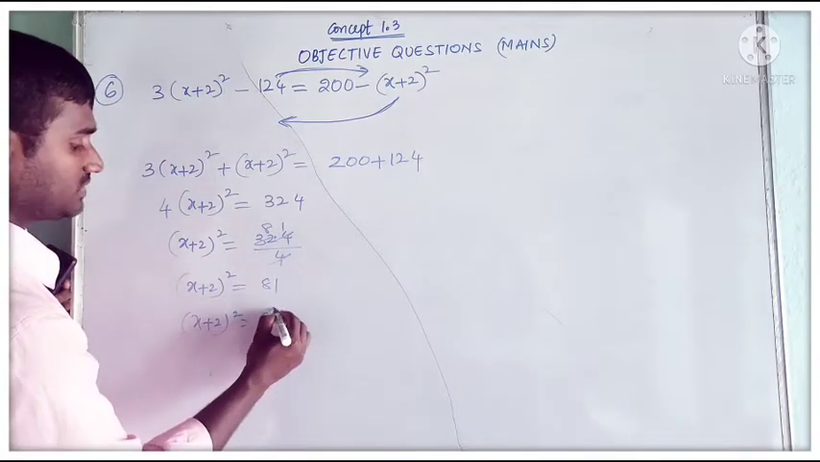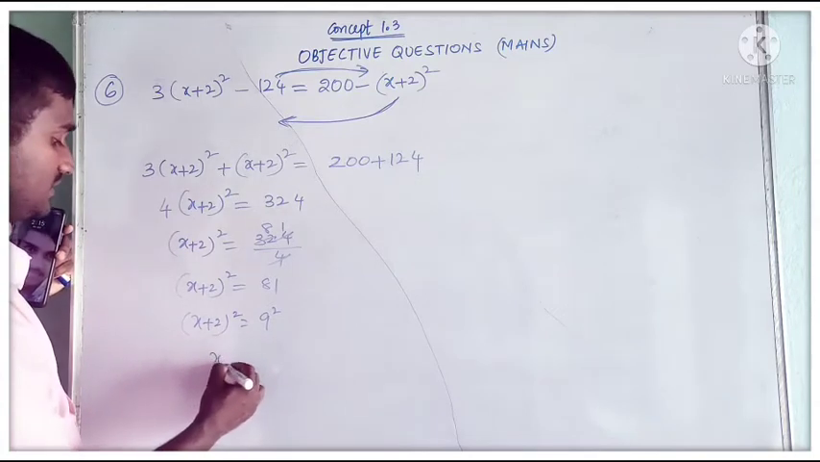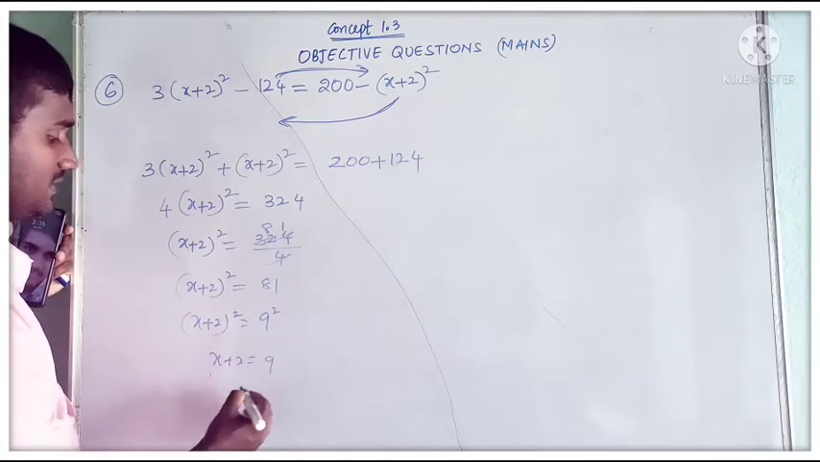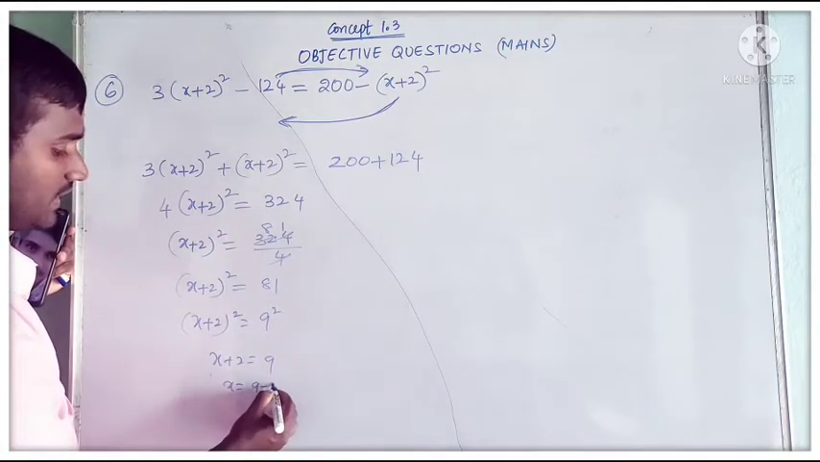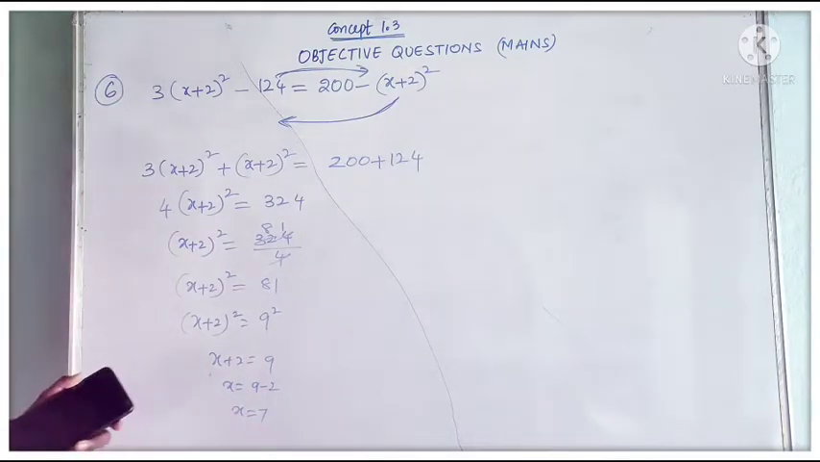81, can I write 9 square? If both side powers are the same, the bases are equal. That is, x plus 2 equals 9, so x is equal to 9 minus 2. Then x is equal to 7. Okay, this is the process.